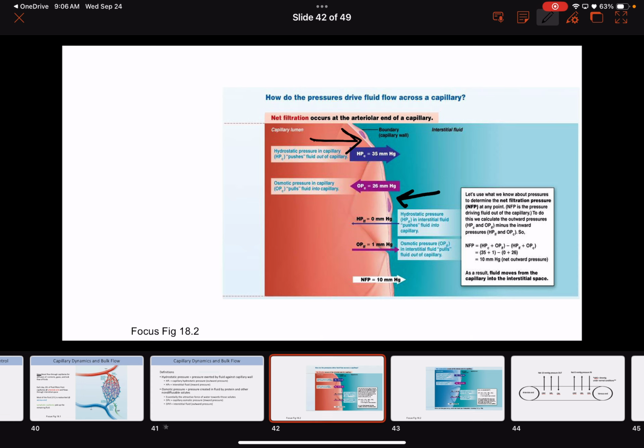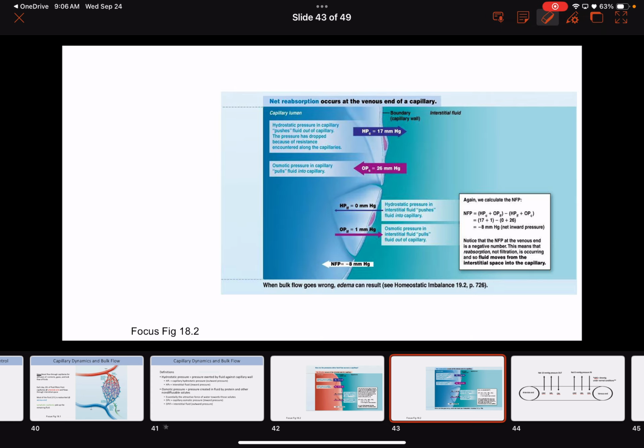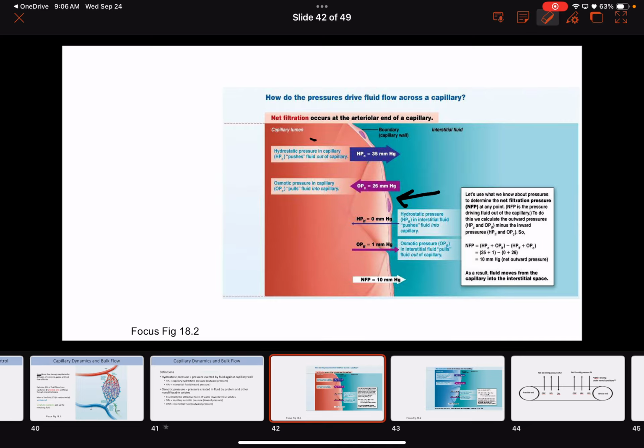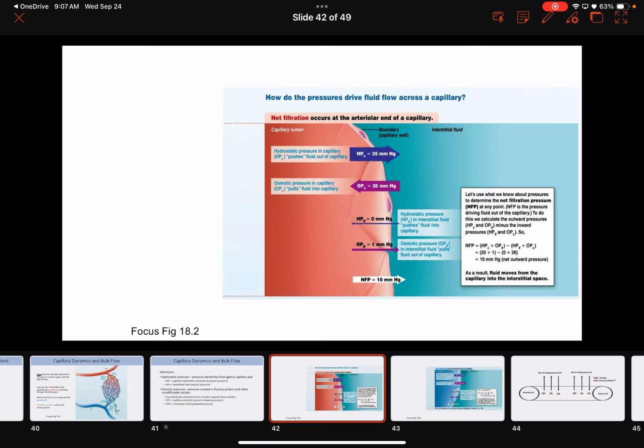All right, so now let's get into some math. Remember, we'll talk about the arterial side first, and then we'll get into the venous side on the other side.